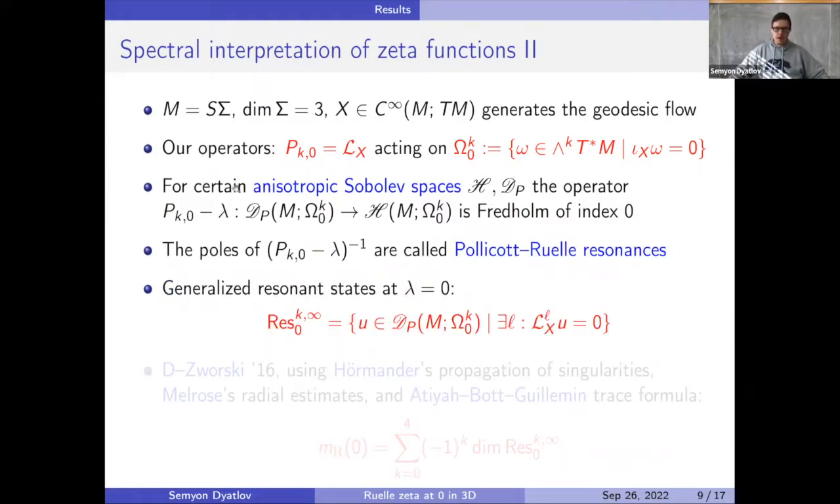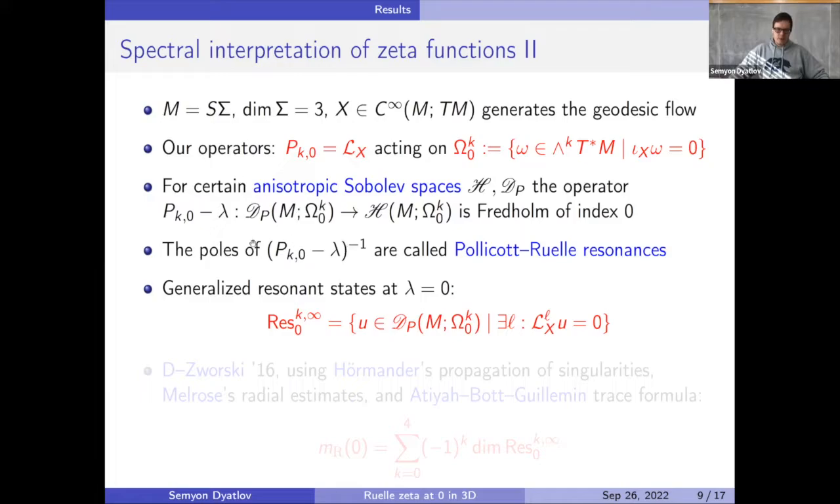Now that we have this resolvent family, which is Fredholm, we take its inverse, and you're going to get a meromorphic family of operators with poles of finite rank. And so that's the kind of spectral data I'll study. And then the poles of this resolvent are the Pollicott-Ruelle resonances. Remember, we were trying to take the trace of this, and that was the log derivative of our zeta function.